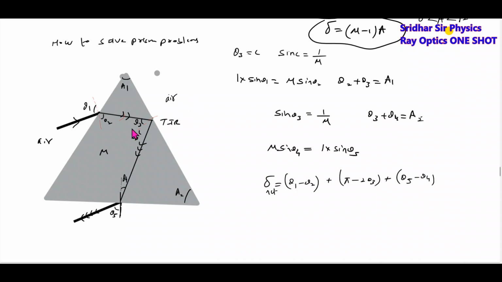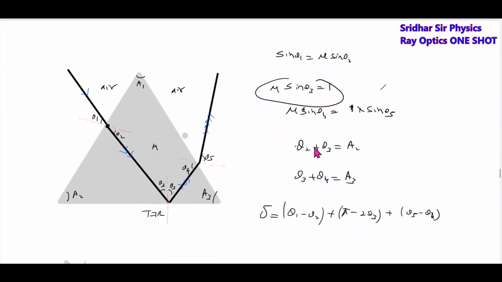Here the boundaries are inclined. Now similarly, if the ray of light is incident here, it will undergo refraction, will undergo TIR here, and again undergo refraction. We'll write down some equations here. 1 into sin theta 1 equals mu sin theta 2, Snell's law of refraction. Where it undergoes TIR, mu sin theta 3 equals 1. Then mu sin theta 4 equals 1 into sin theta 5. Theta 2 plus theta 3 equals A. Theta 3 plus theta 4 equals A.